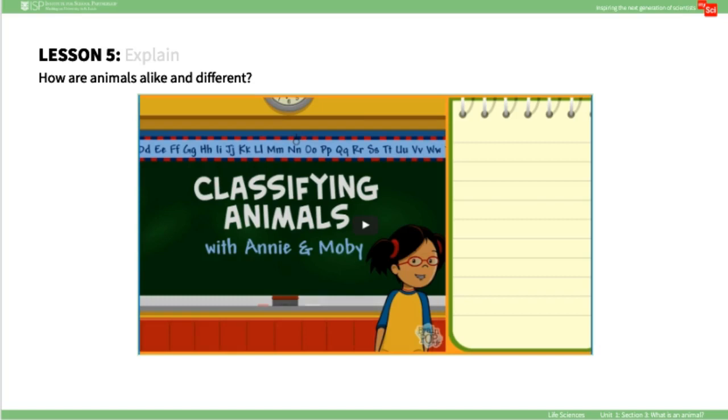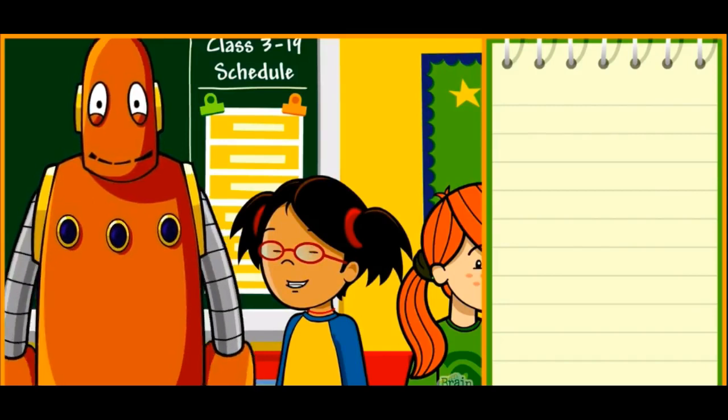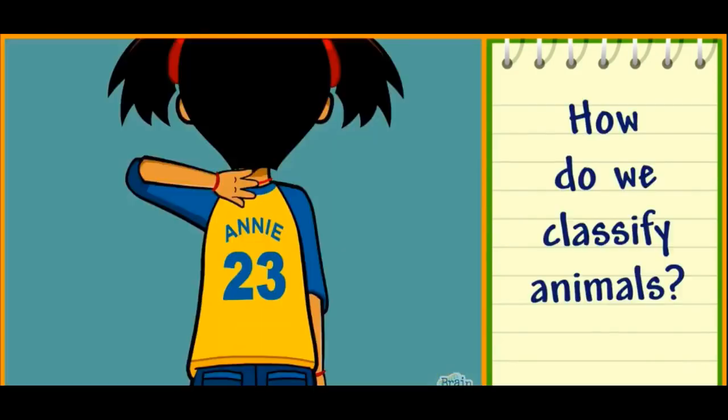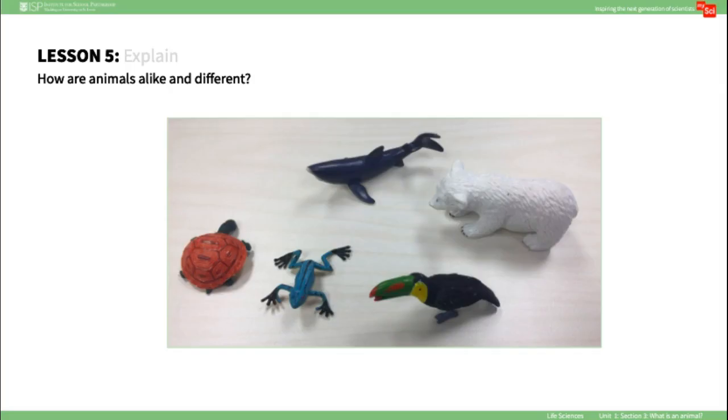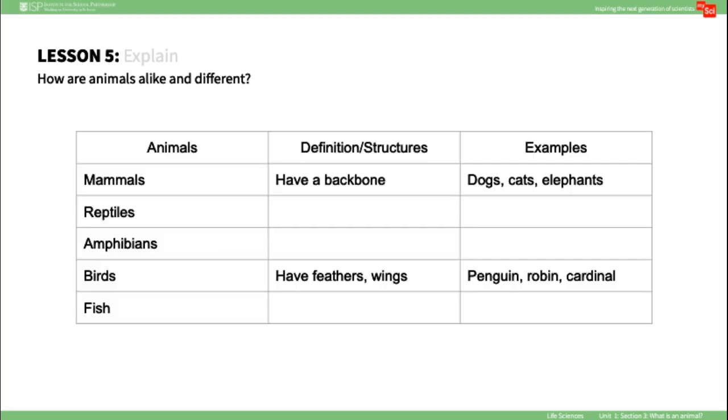In the Explain portion of the lesson, start by showing students an animal classification video. Pause the video at the point when the narrator talks about the spine, and have students feel their own spines. Then lead a discussion about how scientists give special names to groups of animals that have similar structures. Use the animal models to demonstrate animal groups: mammals, reptiles, amphibians, birds, or fish. Ask students to describe the structures these animal groups have that are similar. Make a chart that defines and organizes these classifications of animals.